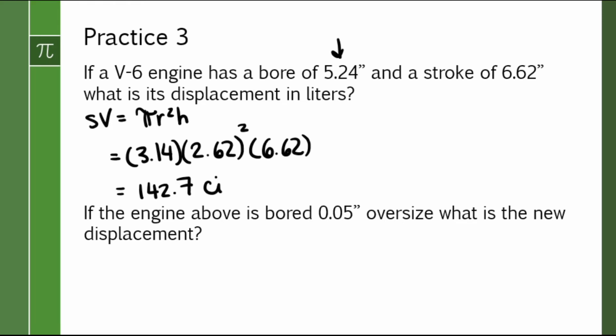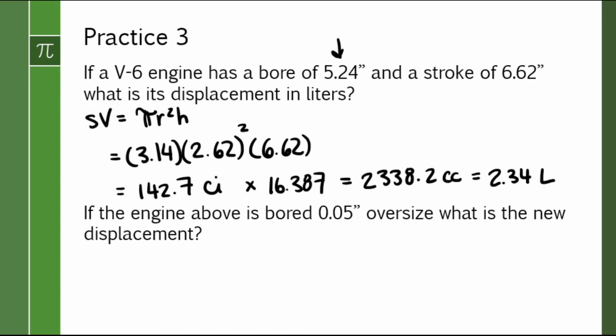All right, so what are we going to do? We're going to get that to cubic centimeters. We multiply by 16.387, that's my conversion factor, to make cubic centimeters. Our swept volume in cubic centimeters will be 2338.2 cc. Let's do it in liters because it's going to be big. And we divide by 1,000 and we get 2.34 liters. Okay, so that's a swept volume.